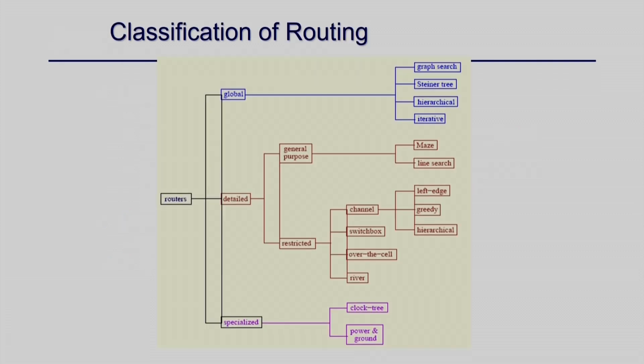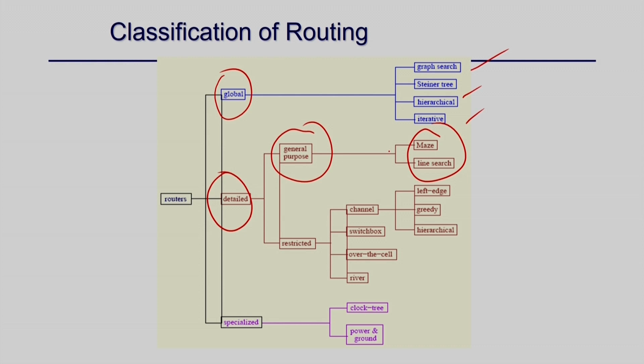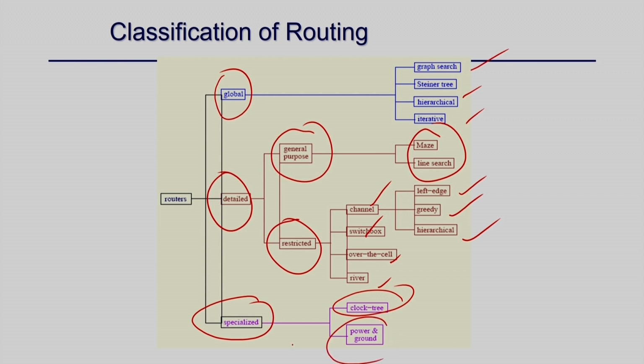In routing, as I mentioned, the primary steps are global routing and then detailed routing. Global routing has different kinds of approaches. In detailed routing, for general purpose in a smaller case, we usually have mesh routing or line search. In a restricted one I can have channel routing, switch box, over the cell, river routing and so on. For channel routing we usually apply the left edge algorithm, greedy algorithm or hierarchical algorithm. I am not going into the detail of them. And there are specialized ones, like routing the clock or the power rail of your circuit.